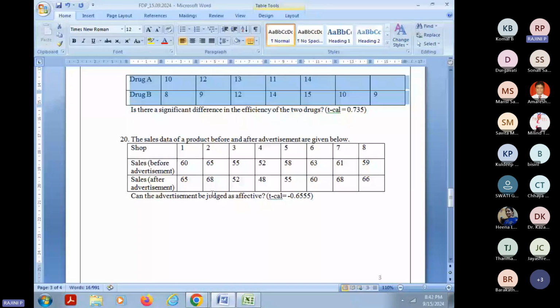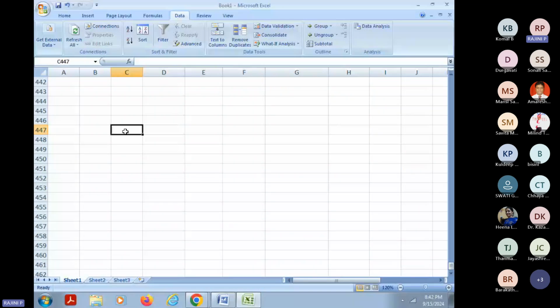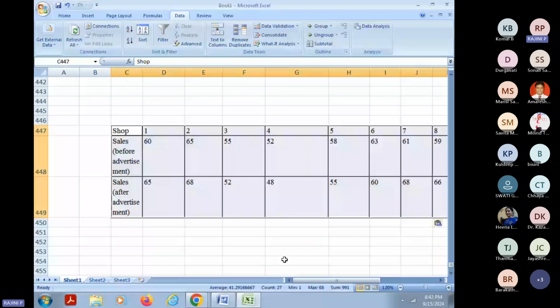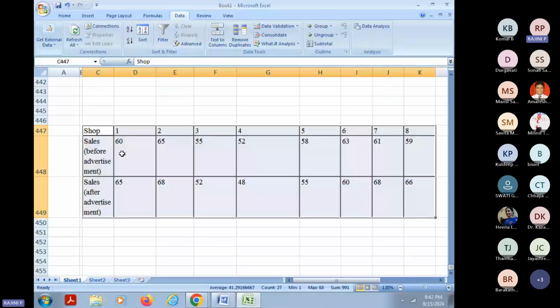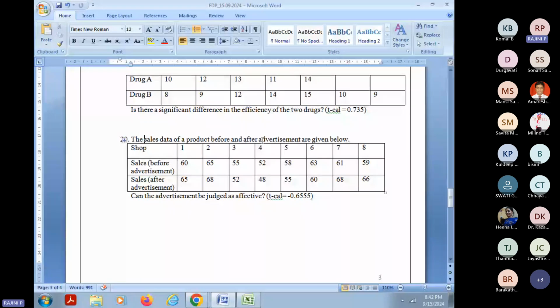Next question. Now you just see, this is the data they gave. Before advertisement, read the question for a minute. The sales data of a product before and after advertisement are given below. Can the advertisement be judged as effective? That means you need to check whether the advertisement is effective or not.